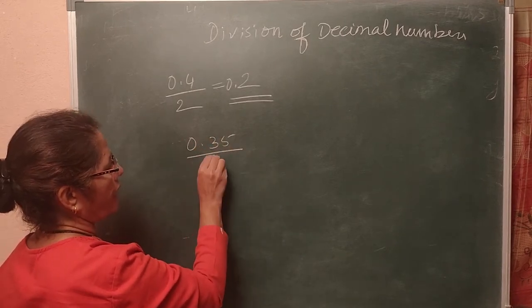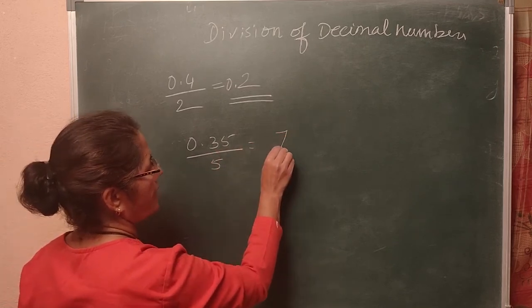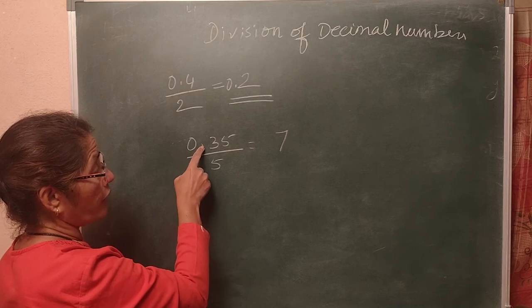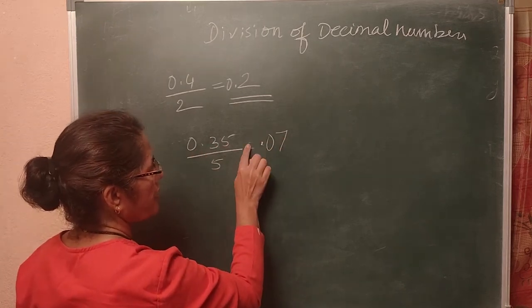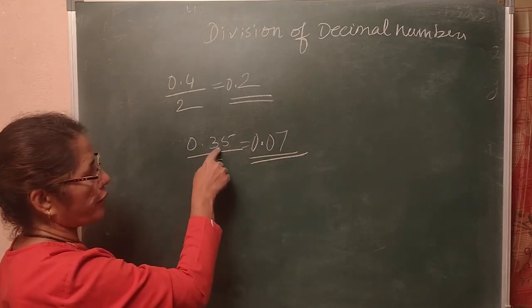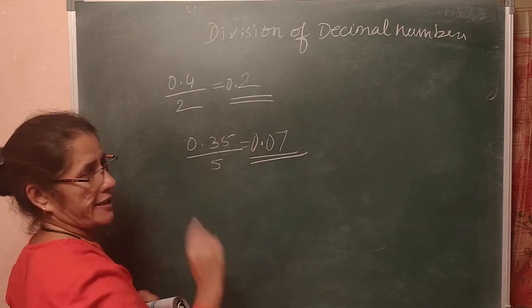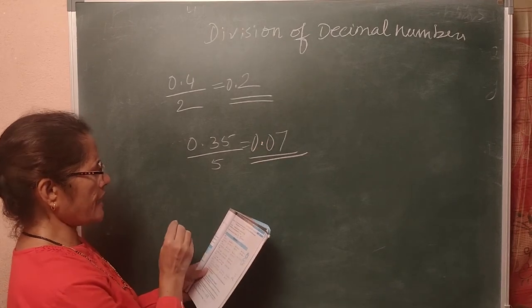0.35 divided by 5. A decimal number by a whole number. 35 divided by 5 is 7. Right? After the point there are 2 digits, so 0.07. Now, let us go to the fifth question.